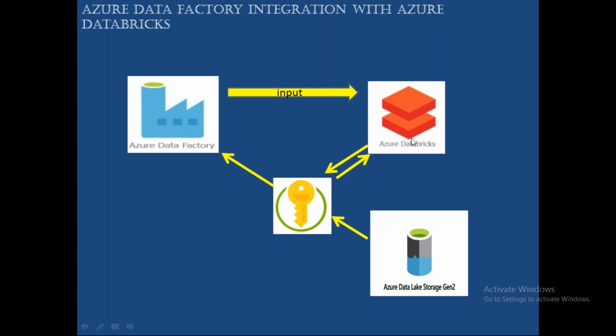Once Databricks gets that partition data, it will read the data from data lake storage Gen 2 and process that data. Then we are going to write that output back to the data lake storage Gen 2. So once I have successfully written data into data lake storage Gen 2, maybe you can say successfully written the data.